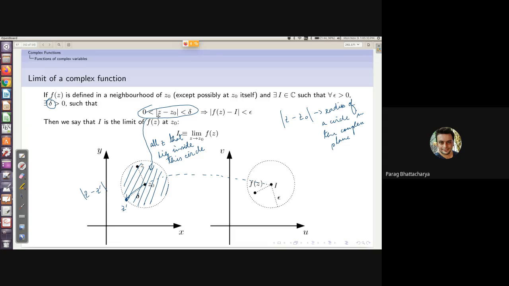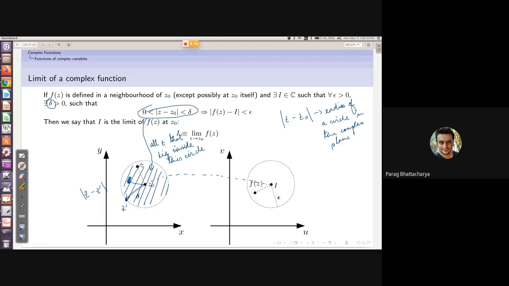So if I say 0 less than modulus z minus z naught less than delta, that means all the radii which are greater than 0 and less than delta, that means all the points which lie over here. Because if I consider a point over here, then what is the radius? This radius will obviously be less than delta, but greater than 0. So this condition is satisfied.